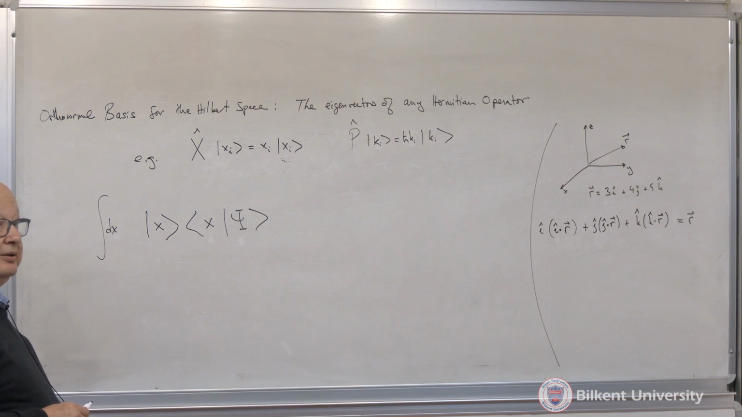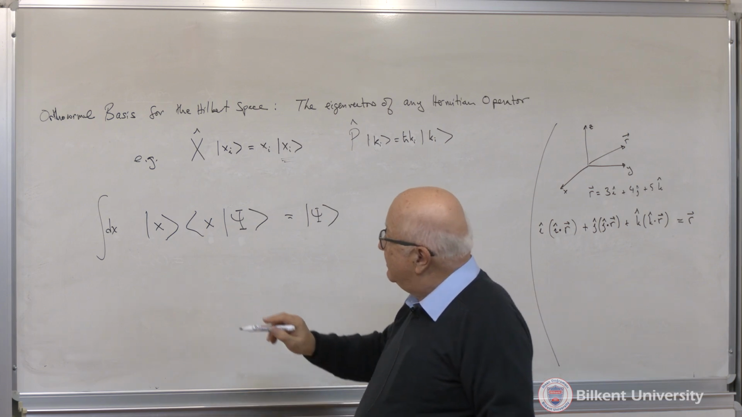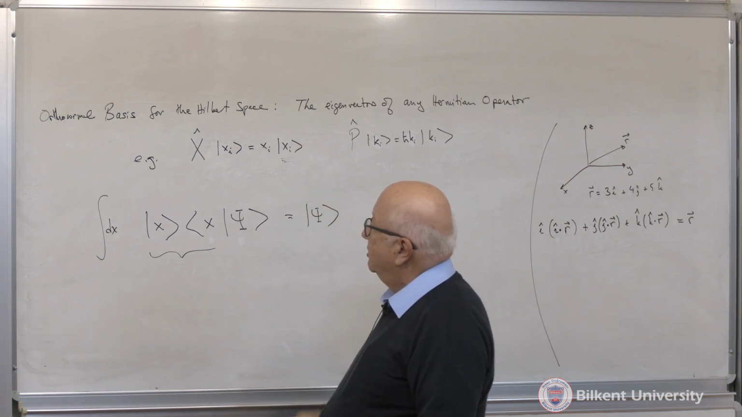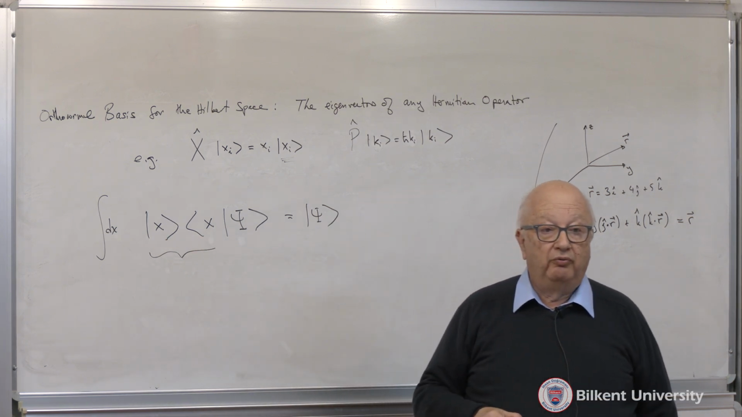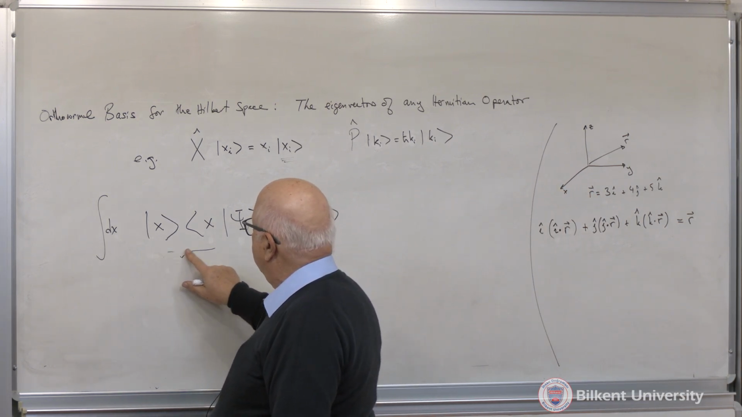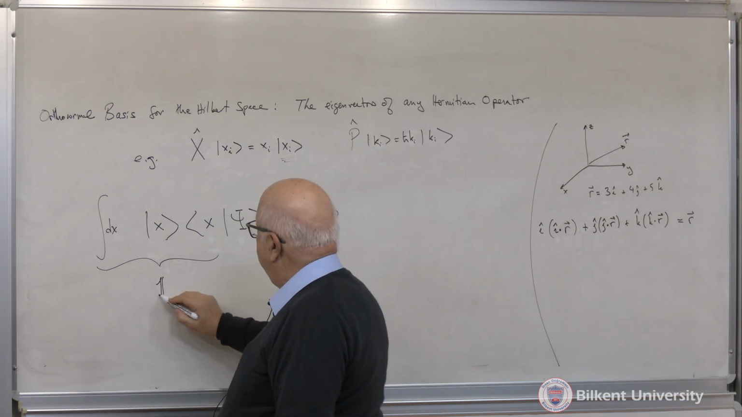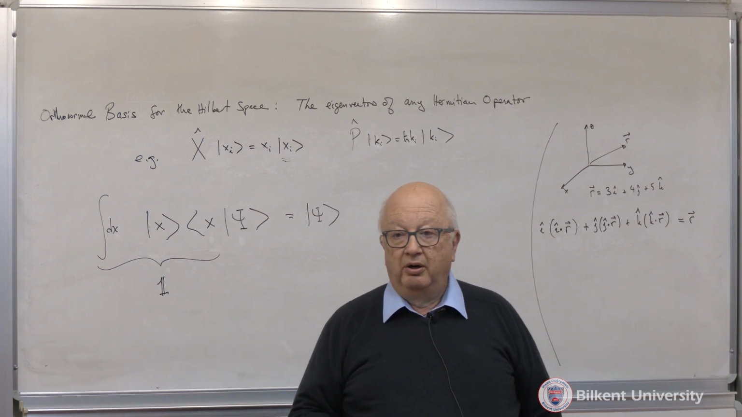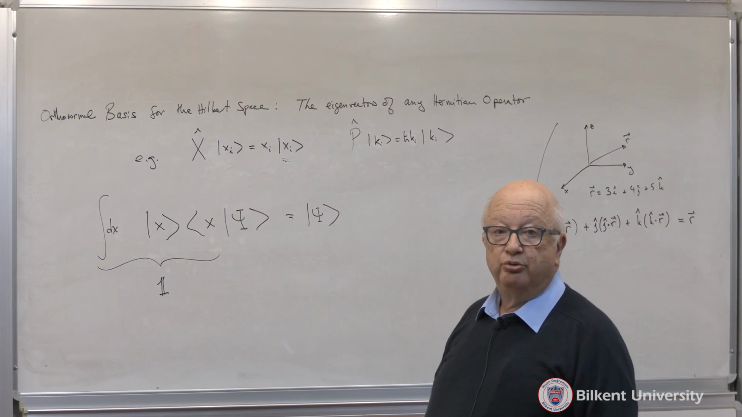what do I get? Well, I get the psi vector back, right? So this construct, integrated over all possible values of that variable, is going to give me an identity. Not only this piece, but this piece is going to give me an identity operator. And this is going to be true for any direction that I choose.